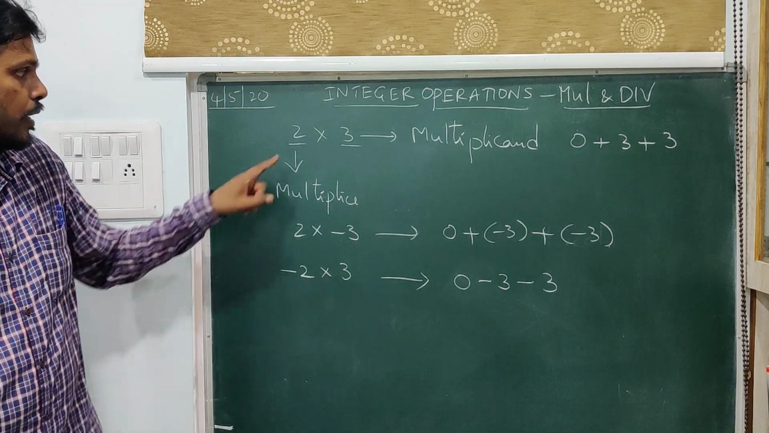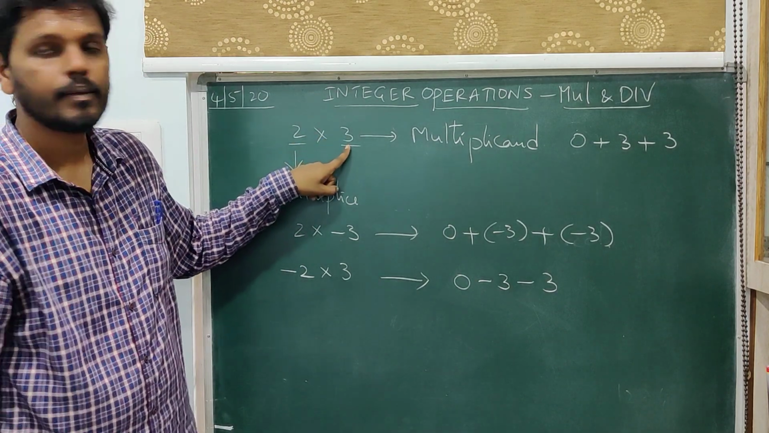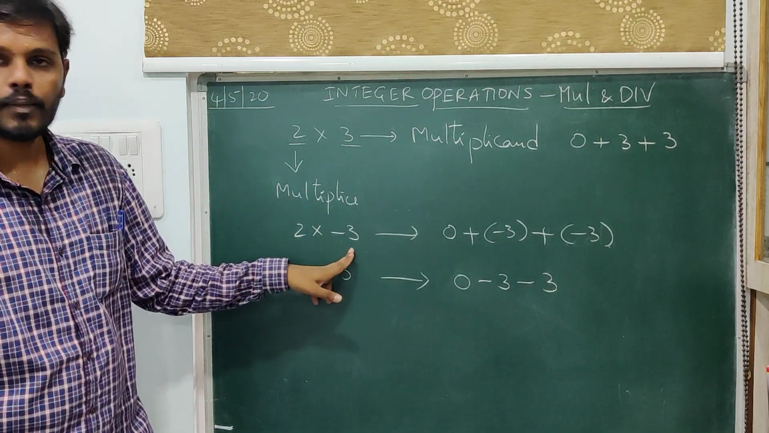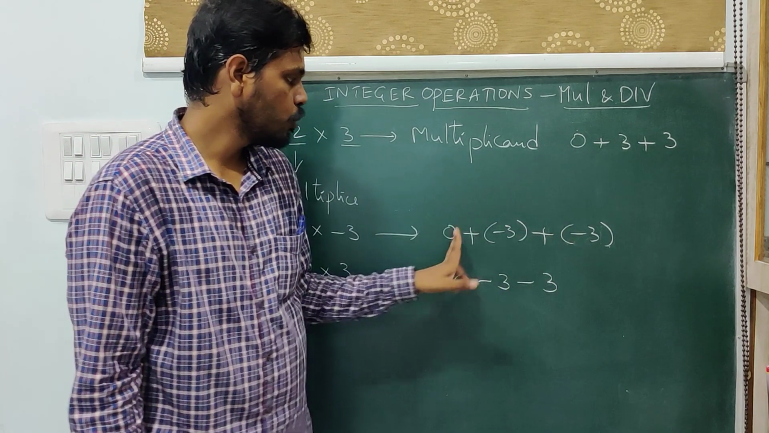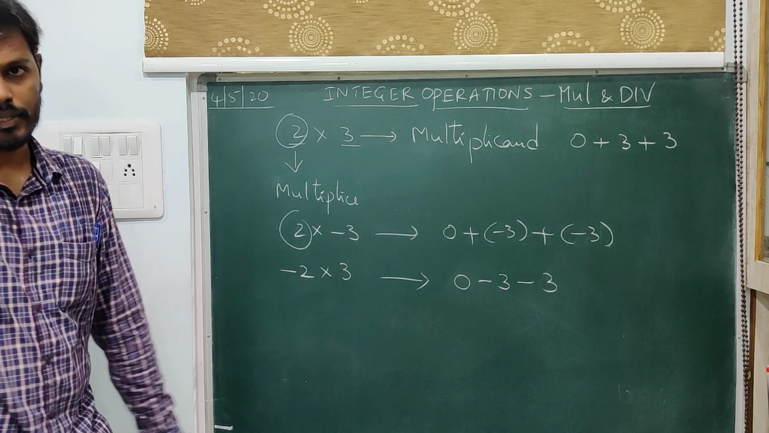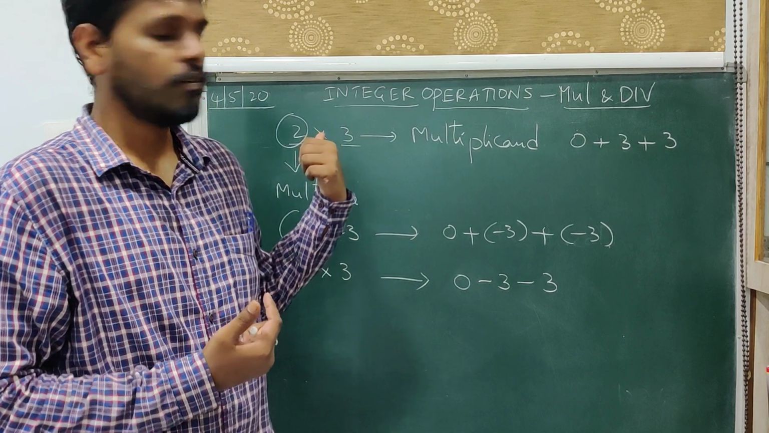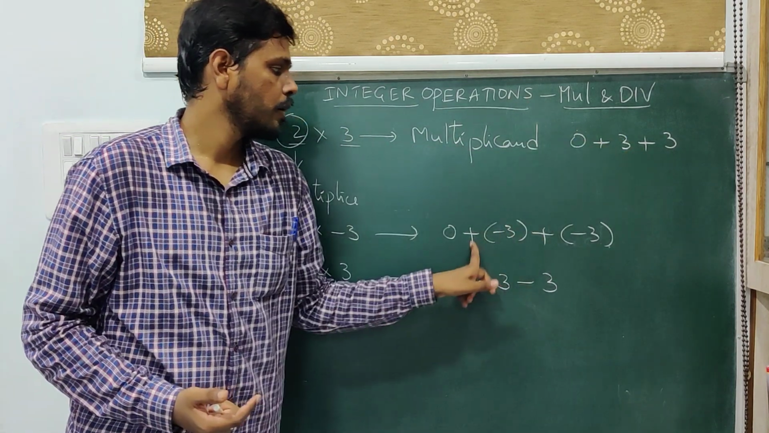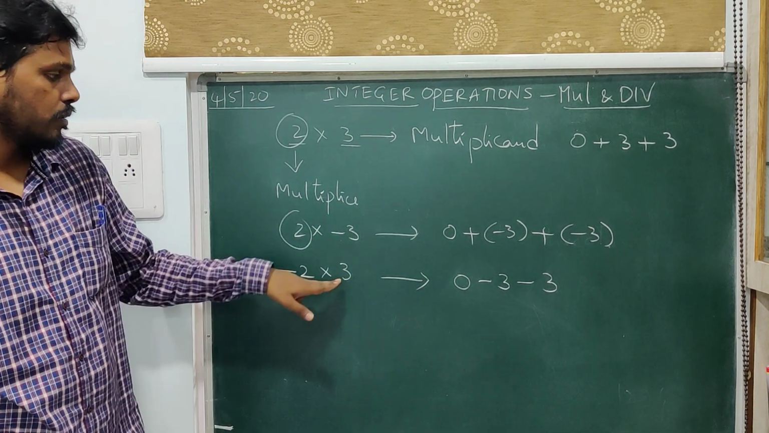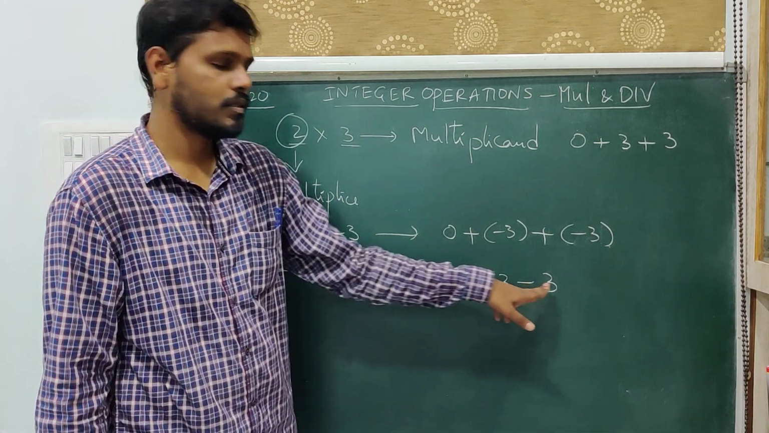I will repeat it once again. Here you have 2 into 3, which in the sense that 3 is added 2 times to 0. When we say 2 into minus 3, minus 3 is added 2 times to 0. Here in both the cases, the multiplier is a positive integer. Whenever the multiplier is a negative integer, it is subtraction. Whenever it is positive, it is addition. So here we need to subtract 3 2 times from 0. That is 0 minus 3 minus 3.